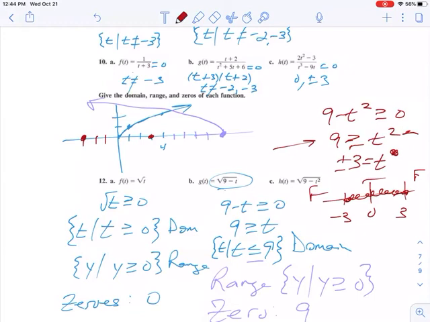What happens when we plug in numbers from -3 to 3? Well, we plug in 0: 9 minus 0 squared is 9, and the square root of 9 is 3. So we get that point. Do some more investigation and you'll end up with this semicircle as the graph of the square root of 9 minus t squared. So the domain is still between 3 and -3. The range is between 0 and 3. And the zeros are -3 and 3. Lots of 3s.